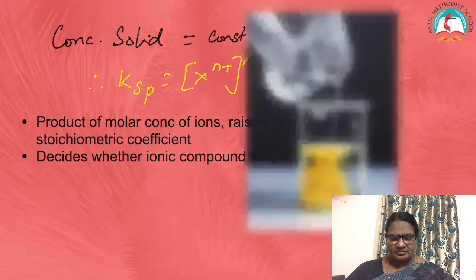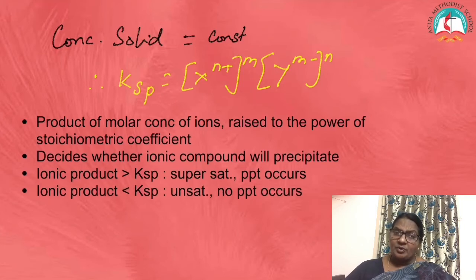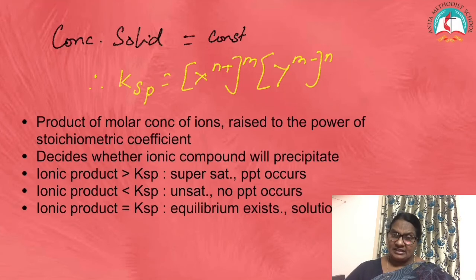Let us see that. When the ionic product, the product of the molar concentrations of the ions, is greater than the solubility product, then the solution will be supersaturated and precipitation occurs. If the ionic product is less than the solubility product, the solution is unsaturated and no precipitation occurs. And if it is equal, that means it is in equilibrium, the solution is saturated, still precipitation will not occur. Only if it is supersaturated, precipitation will occur.